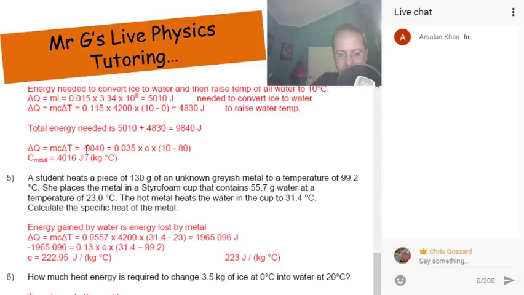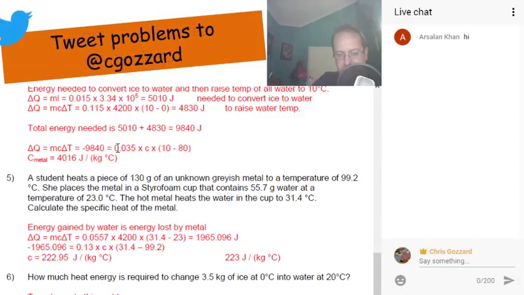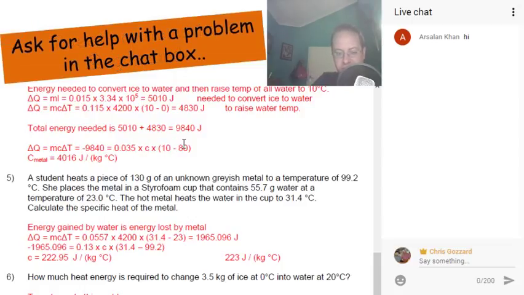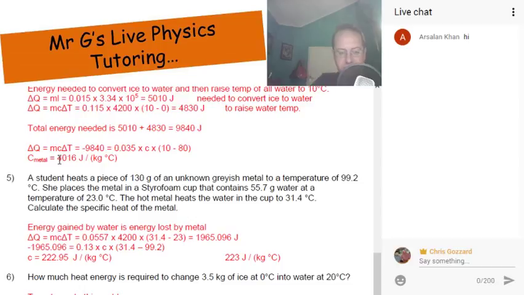So we've got minus 9,840 is equal to 0.035 times by the specific heat capacity of the metal, and then times by the delta T, the change in temperature, which is minus 70. It went from 80 to 10. And we find that the specific heat capacity of the metal is 4,016 joules per kilogram per degree.